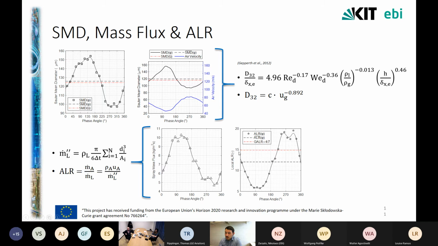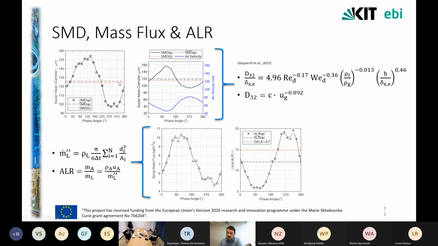Moving to the Sauter mean diameter, as we saw briefly before, it again undergoes a strong oscillation, exactly like the mean diameter. But what is interesting here is to notice the average of this curve. It's this dashed black line.